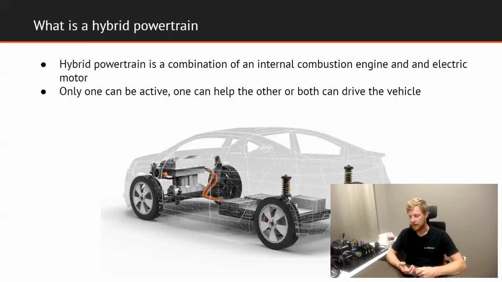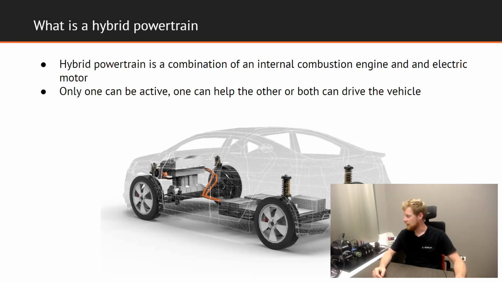Or only one can work by itself. For example, if you're driving in a city, then usually the electric motor starts moving the car because it's more efficient going from zero velocity to the moving speed. Or only the combustion engine can drive the car. For example, if you're driving on the highway, then the battery doesn't last long enough and the combustion engine needs to take over. So we have different operation modes of a hybrid powertrain.